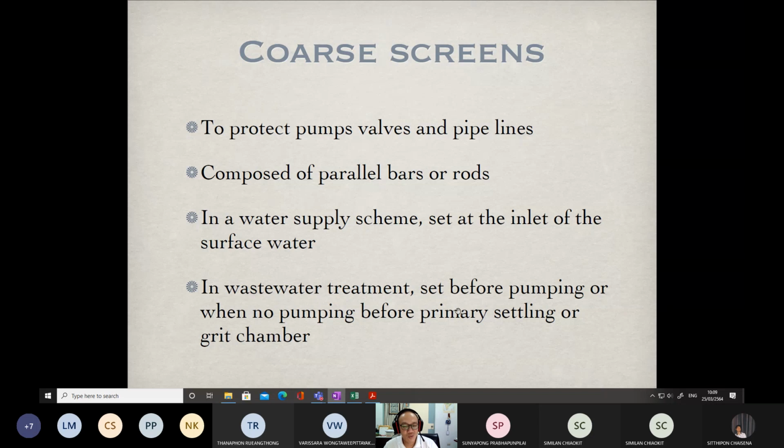The same as the wastewater treatment plant. In the wastewater treatment plant, the screen is normally set before the pumping system, the pumping facilities.